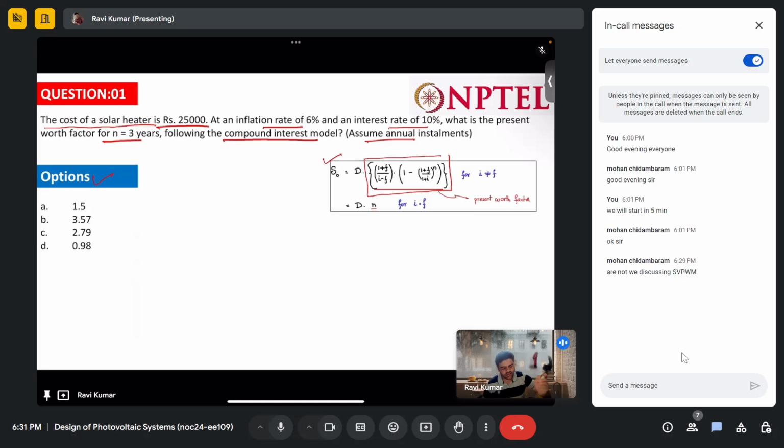What are the factors given here? We have been given the initial cost, that is rupees 25,000. Then we have been given the inflation rate, that is 6%. Then we have been given the interest rate, that is 10%. Then we have been given n, that is 3 years. Just put these values in this particular formula and let me know the present worth factor value.